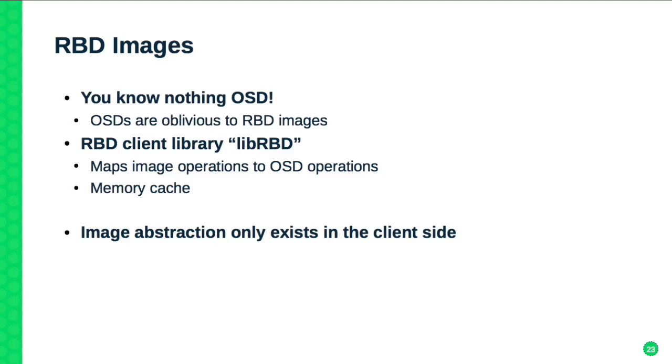It's the responsibility of librbd, the RBD client library, to map image operations like read, write, resize, delete, into OSD operations over objects. The librbd also implements a memory cache for the client to speed up operations. So the important thing to remember is that the image abstraction only exists at the client side.